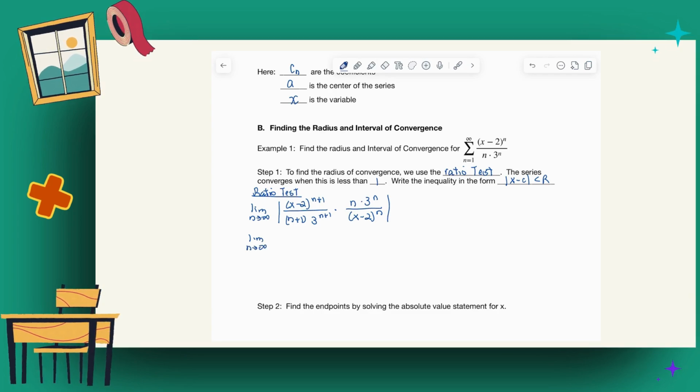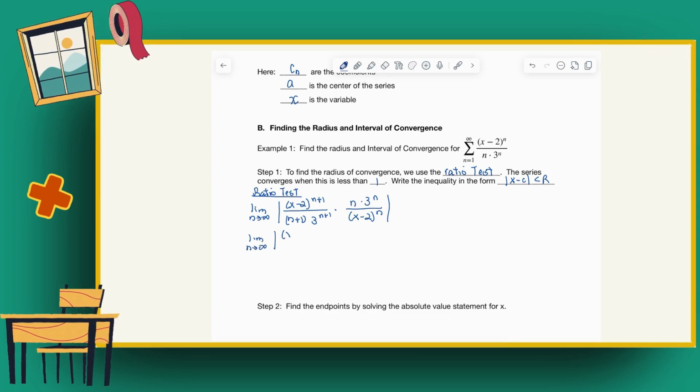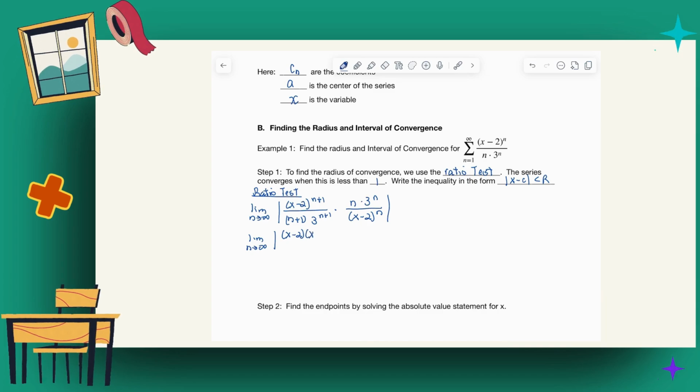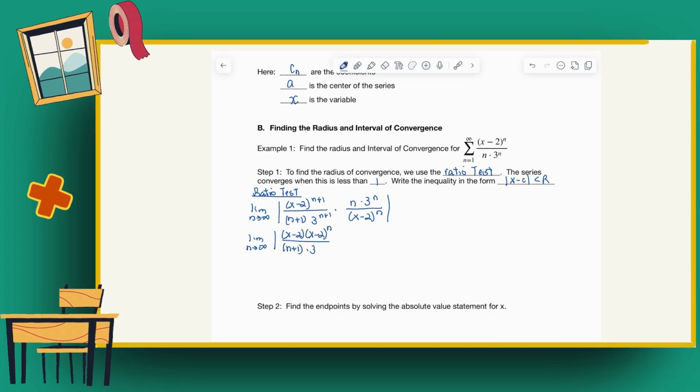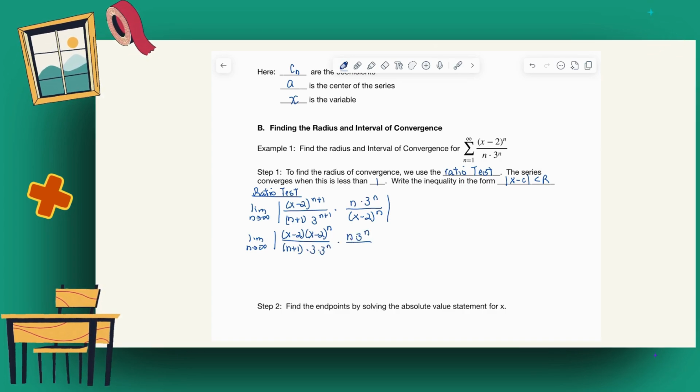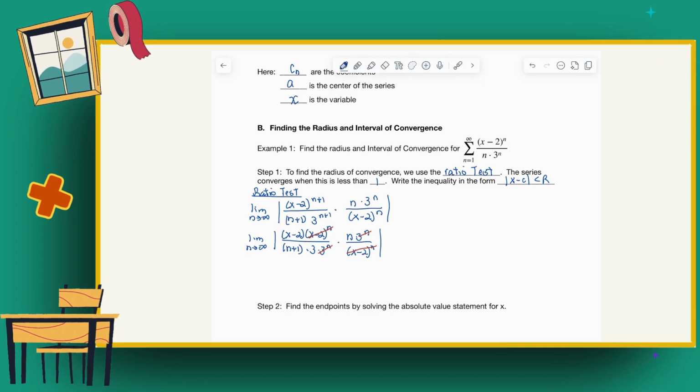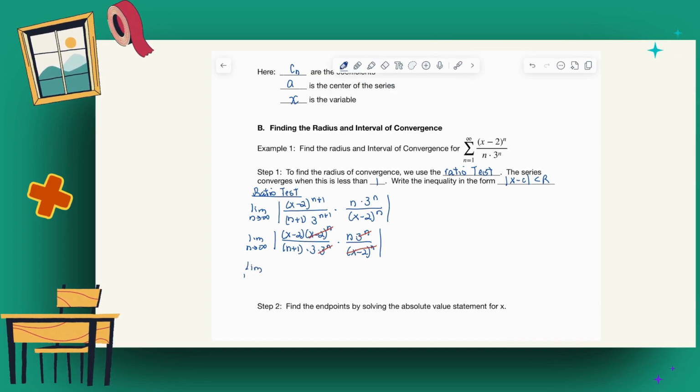So I can rewrite (x minus 2) to the n plus 1 as (x minus 2) times (x minus 2) to the nth power. And I can also write 3 to the n plus 1 as 3 times 3 to the n. By doing that, it allows us to cancel out some terms in our numerator and denominator. So I can cancel out the (x minus 2) to the n power from each numerator and denominator, and 3 to the n from each numerator and denominator. So let's write the simplified form of this limit.